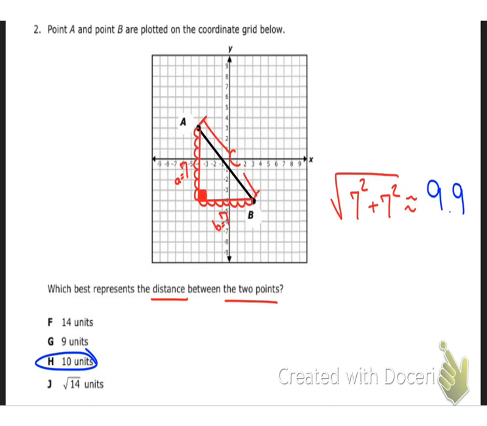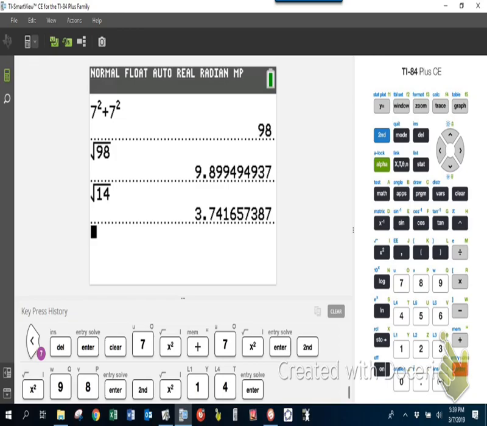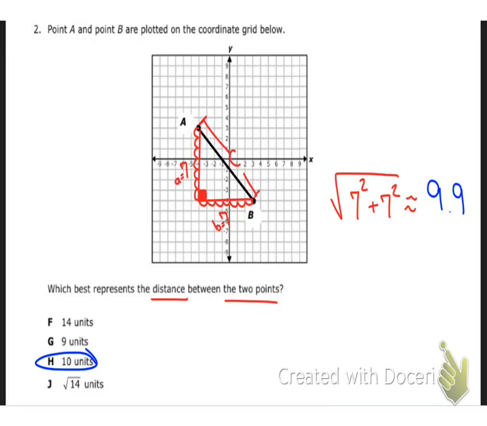Okay. Please do not pick J. Some people think, oh, look, 7 plus 7 is 14. J says the square root of 14. You're telling me that the distance from A to B is about 3.7 if you were to go with that logic, and that doesn't make any sense. A and B are much further apart than 3.7.